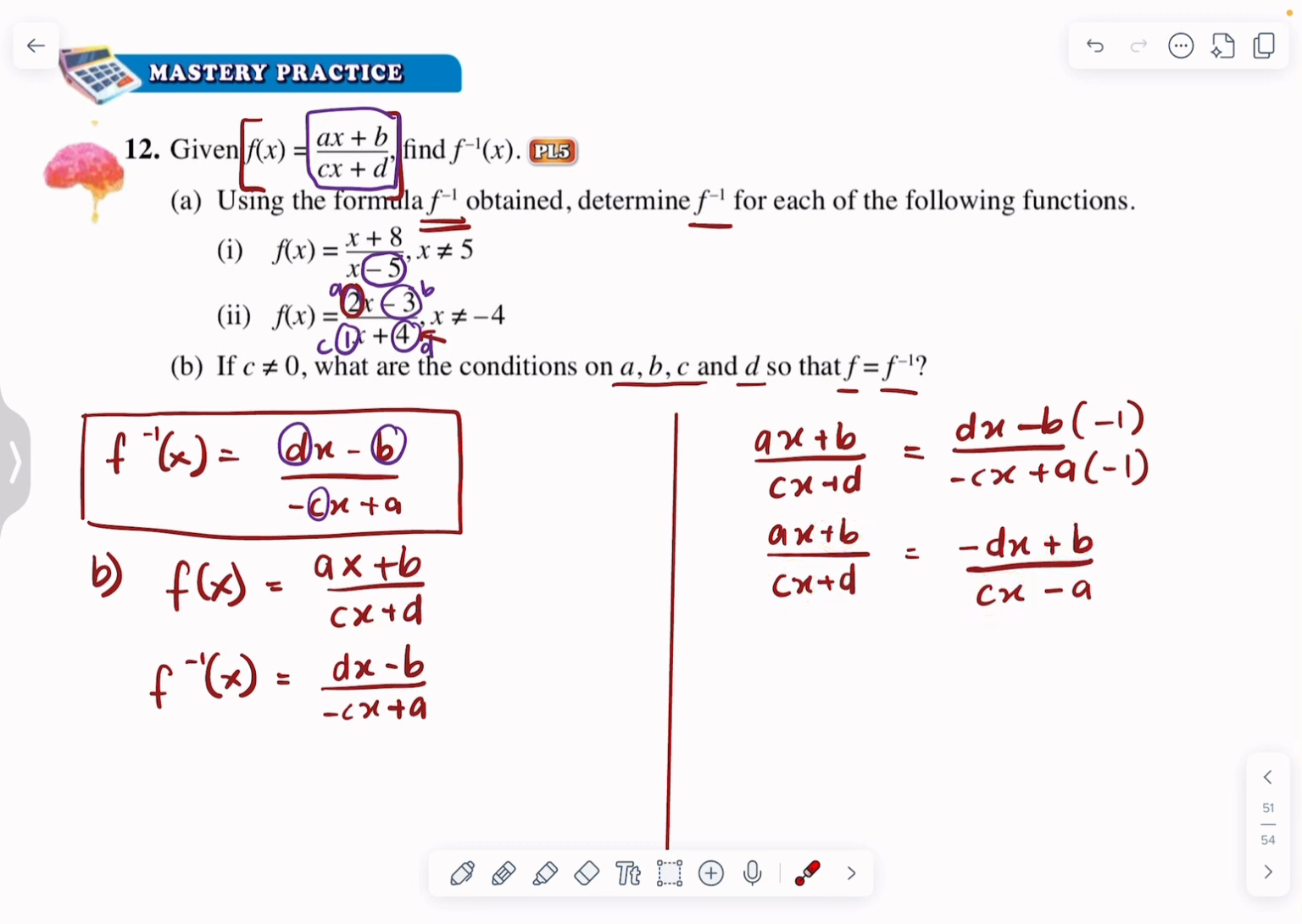Therefore, negative dx will be equal to ax. So we can say a must be equal to negative d. And this will apply to the bottom as well: d is negative a, therefore a will be negative d. So this is the only condition needed to make f and f inverse the same. So if, let's say, a is 5, d must be negative 5. If this is the condition, that means f and f inverse will be the same. Okay, so that's it.